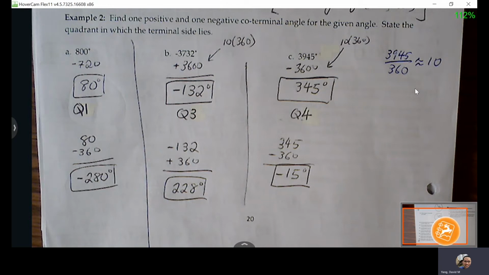Question? How is B quadrant three? B is quadrant three. The negative 132 may not be as recognizable, so I added 360 to get 228. And 228 is going to be somewhere here, right? Quadrant three. Thank you. Okay, any questions so far?